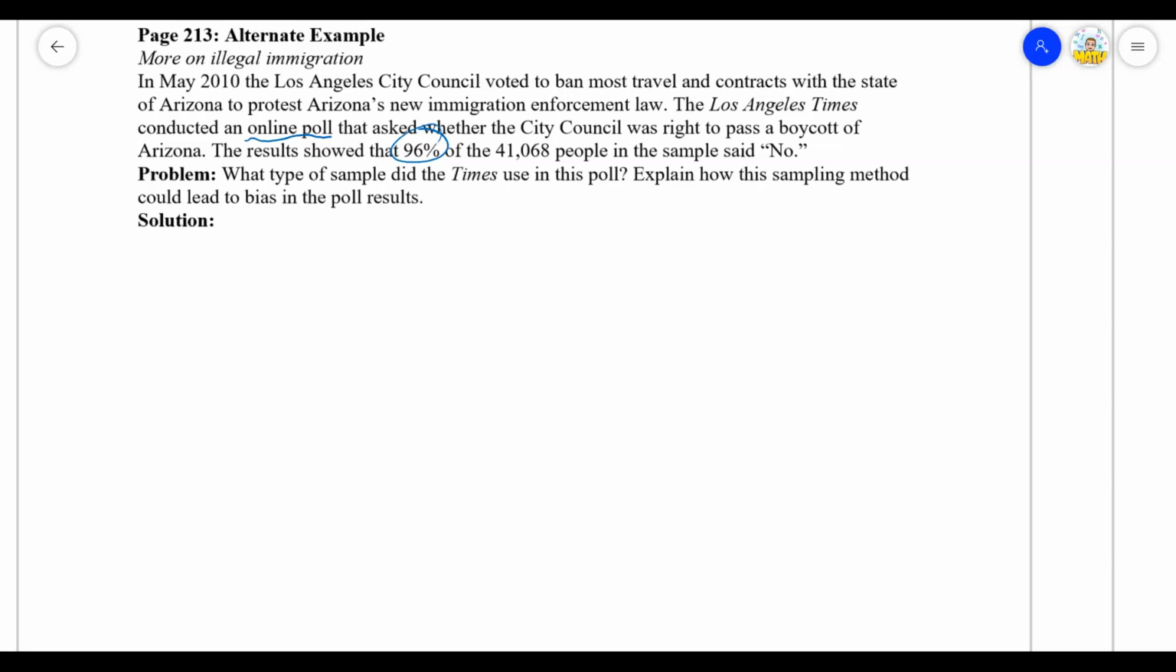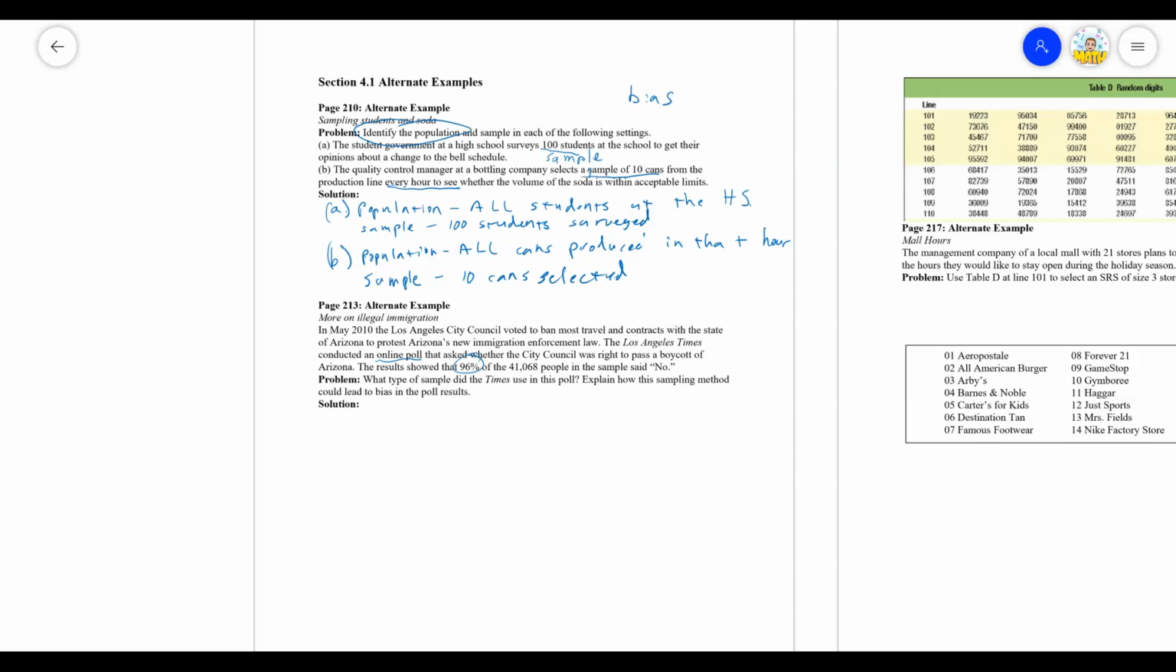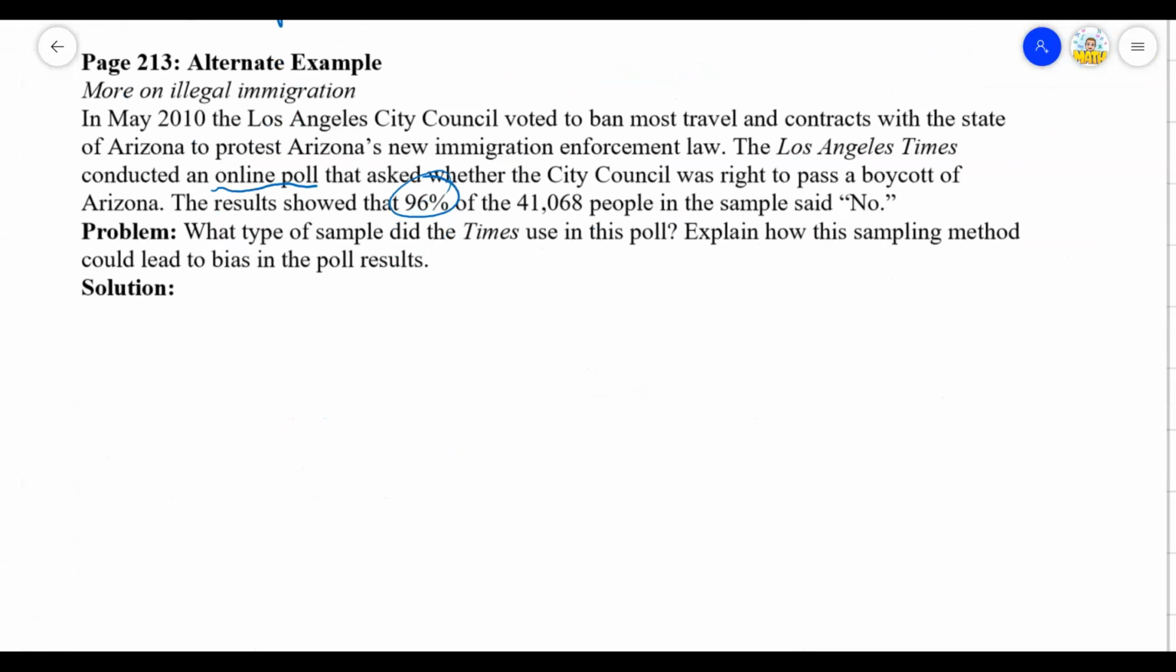What type of sample did the Times use in this poll? Explain how this sampling method could lead to bias in the poll results. So let's think about this. There's a couple of issues here. One of the biases that we'll find and that we see here is, since this was an online poll, what we would call a voluntary response bias.